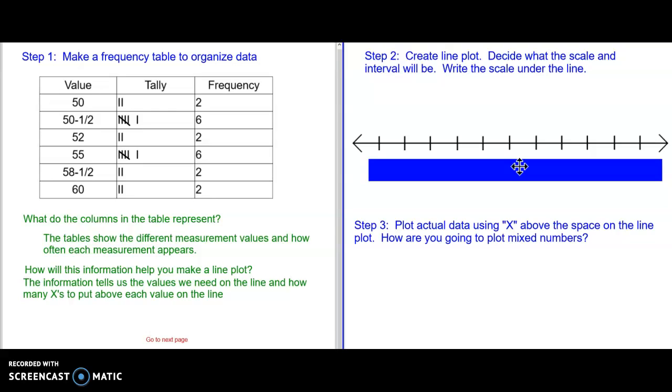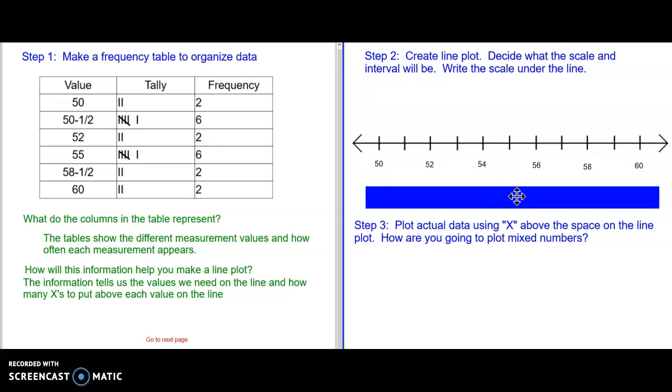Okay, not for this one. This is what I did. My hashes are happening every one, but I'm not putting every number underneath, and that's okay. So you can have 50 and then skip a hash and say 52, skip another one, 54. So my interval is counting by twos. However, I still have these little hashes in the middle to show where 51, 53, 55, and so on is.